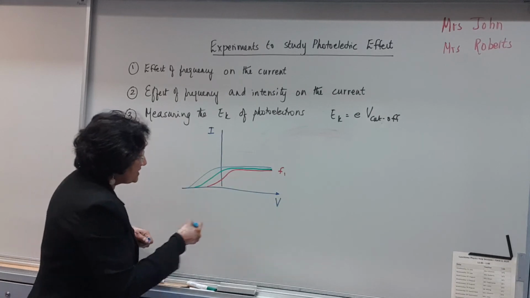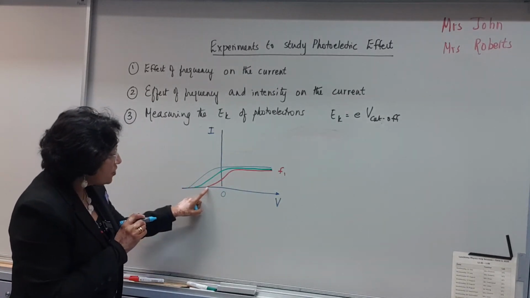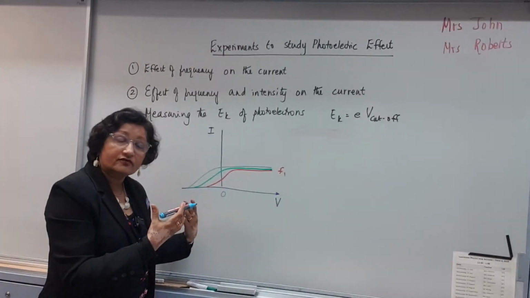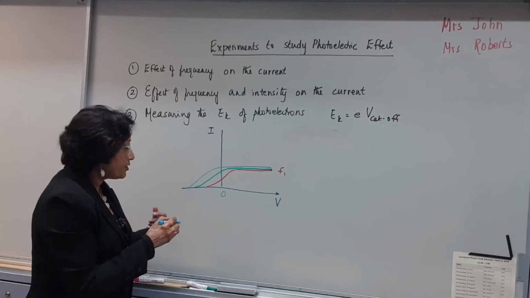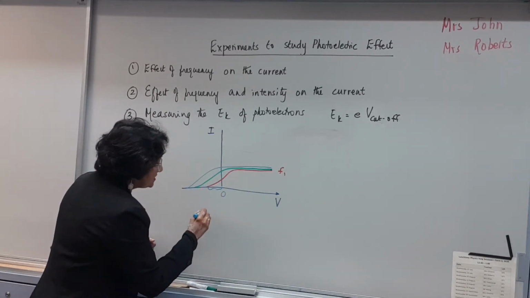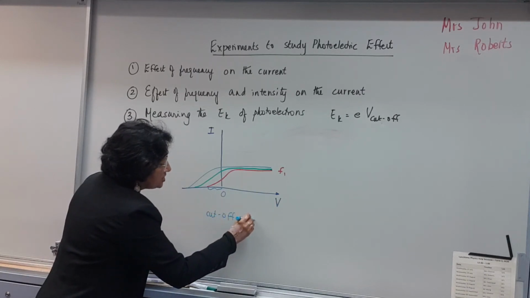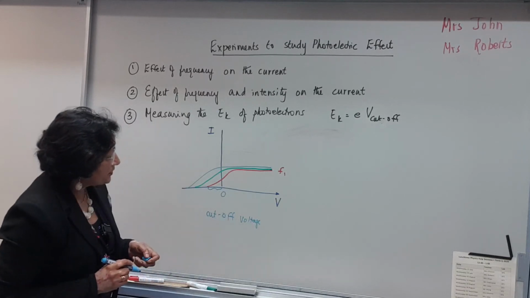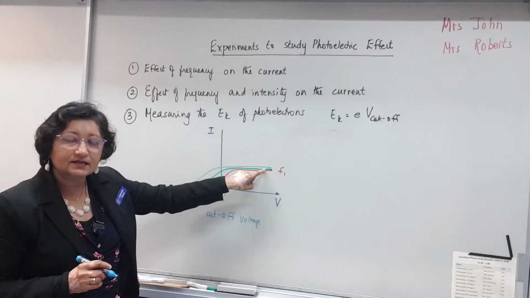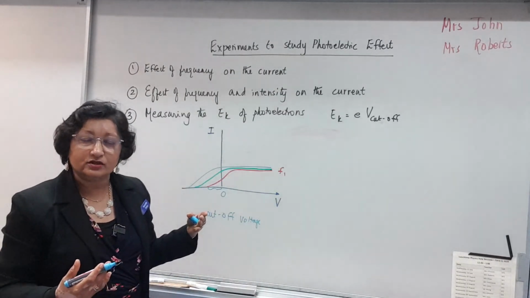So this tells you that even when the voltage is 0, there's some current, and the current becomes 0 only when the voltage of the emitter plate is sufficiently positive. Now the intercept on the x-axis is actually the cutoff voltage. It's the voltage at which current becomes 0, okay? And it's found that the higher the frequency, the greater the cutoff voltage, because of more energy of the photoelectrons.